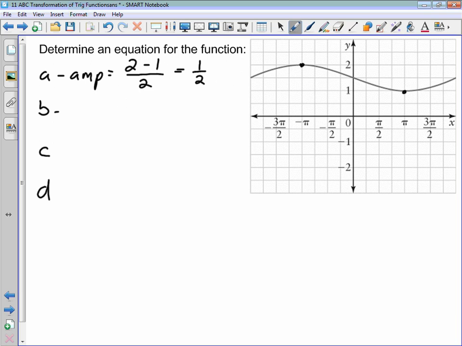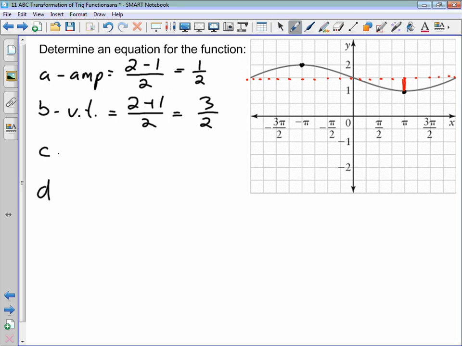B is our vertical translation here. We can get that by averaging our maximum and our minimum value. So we can do 2 plus 1 divided by 2. That is going to be 3/2, or 1.5. And these both make sense here. If I put in that little dotted line here at 3/2, we can see that our amplitude here is 1/2, and that midline there has been shifted up by 3/2.